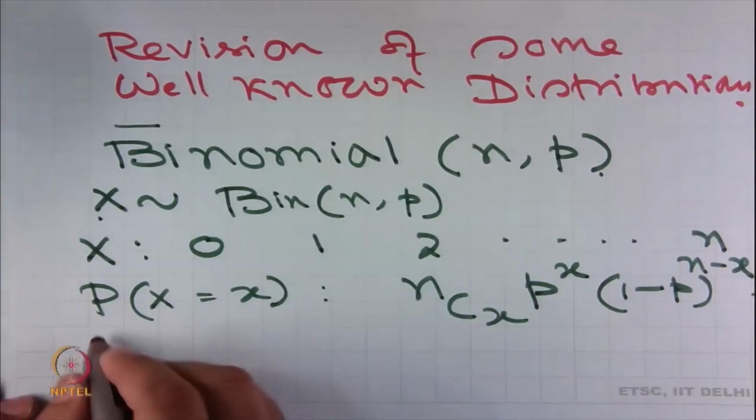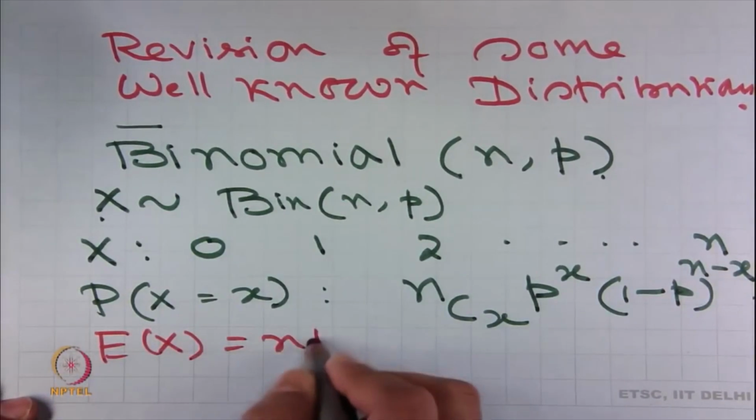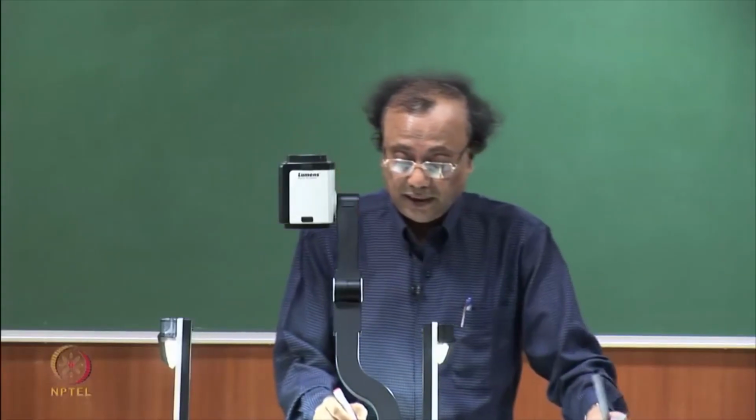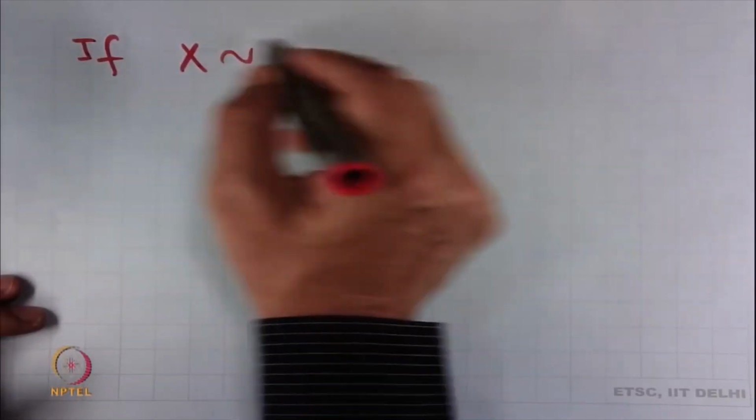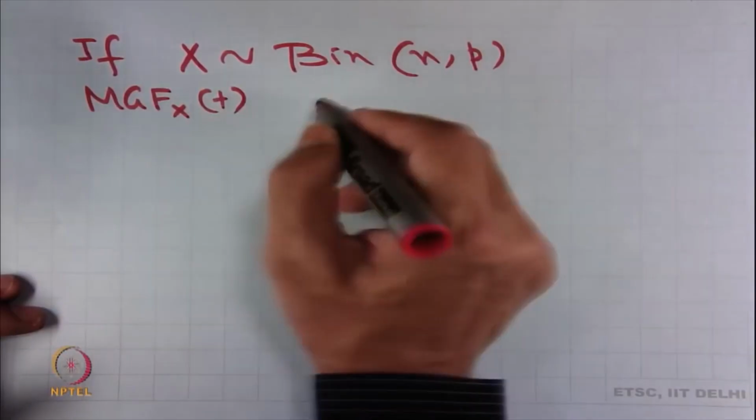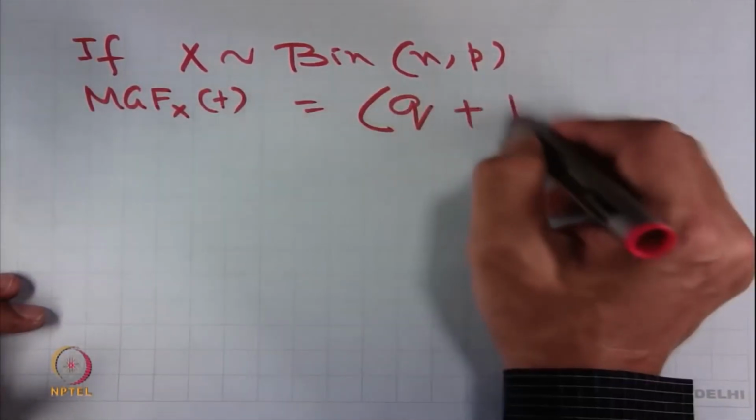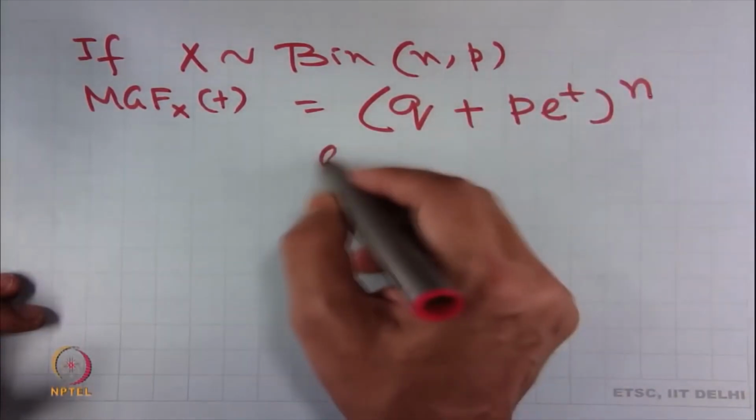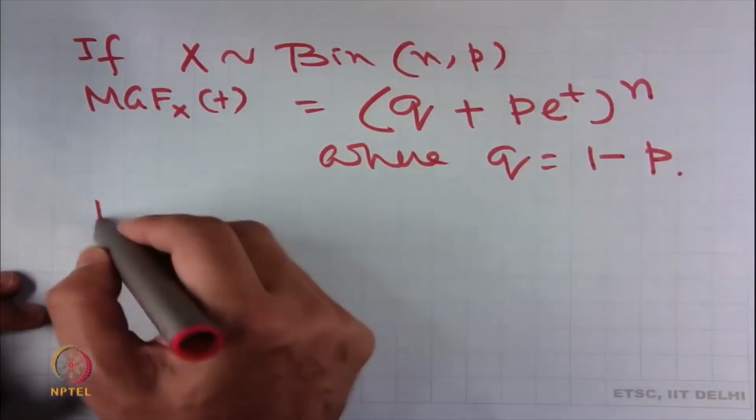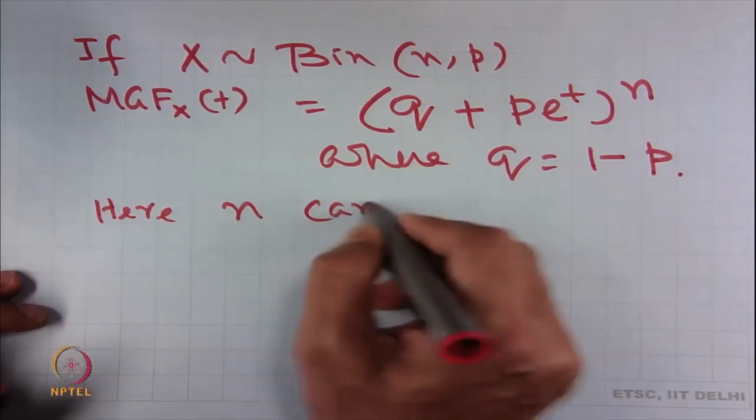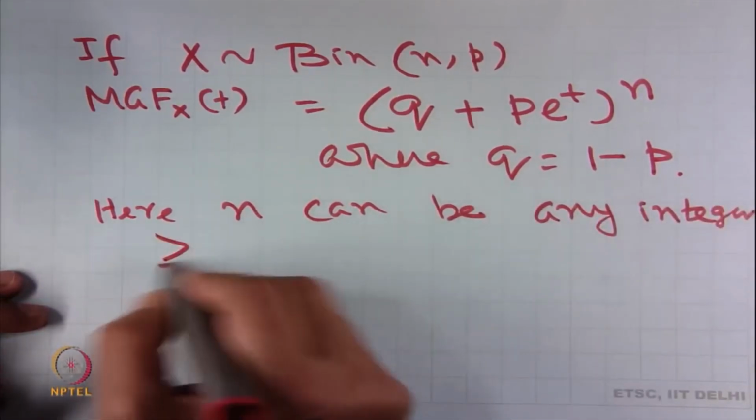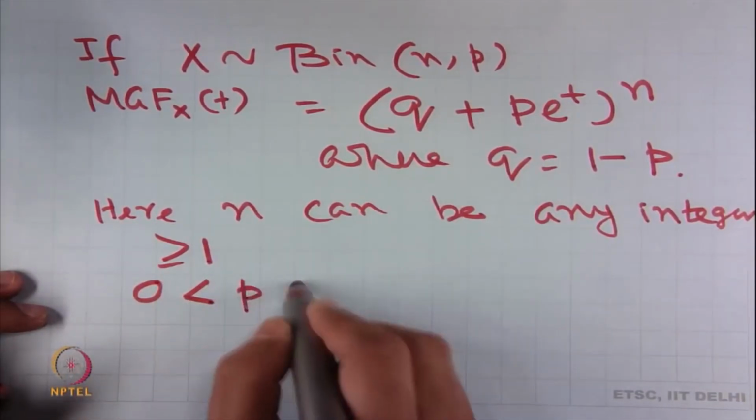And you also know that expected value of x is equal to np, variance of x is equal to np into 1 minus p, and if x is binomial n comma p, then its MGF at t is equal to q plus p e to the power t whole to the power n, where q is equal to 1 minus p. Here n can be any integer greater than or equal to 1, 0 less than p less than 1.